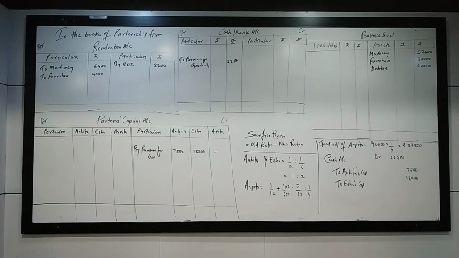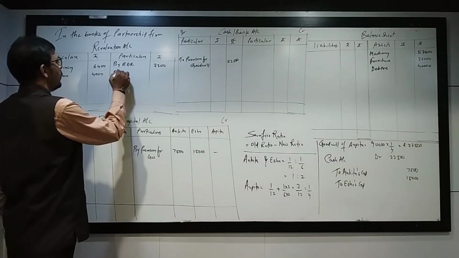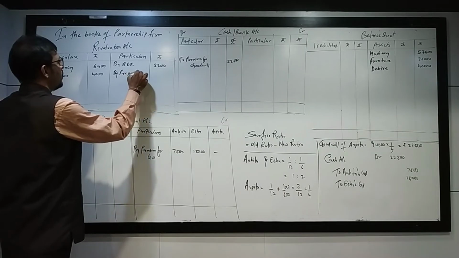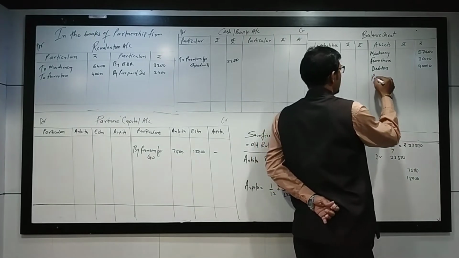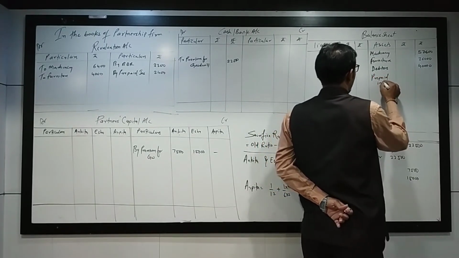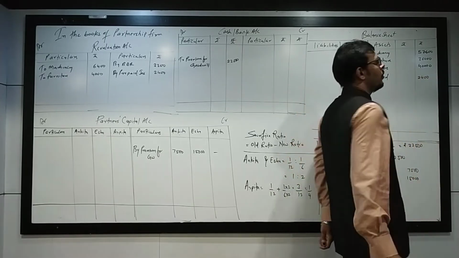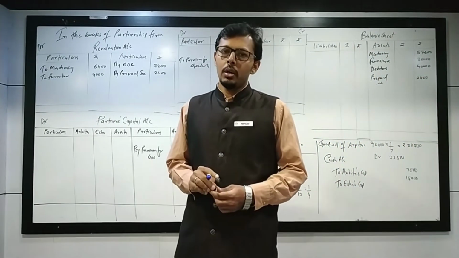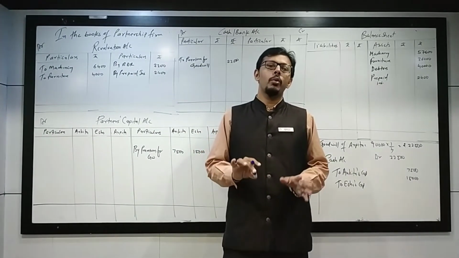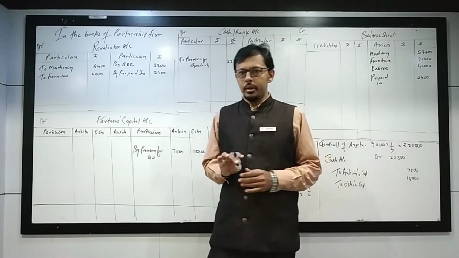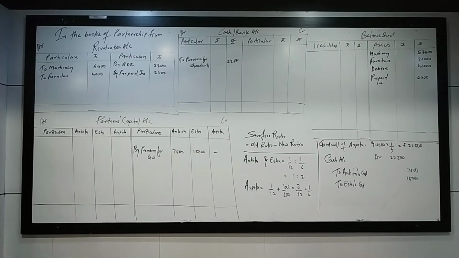Insurance premium amount is 12,000, out of which 2,400 is to be carried forward to the next year. So 2,400 amount of insurance is prepaid. Prepaid is a benefit, a profit. Prepaid insurance 2,400 goes to assets. The whole yearly premium was 12,000. Out of that 2,400 is prepaid, so we got to pass the entry for 2,400, not for 12,000. We are done with that. So now all the adjustments are here.